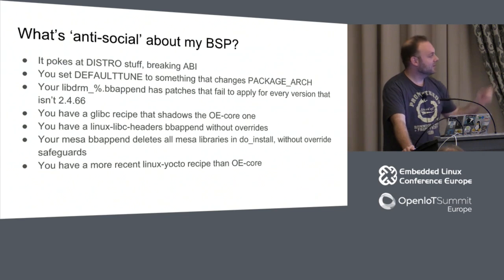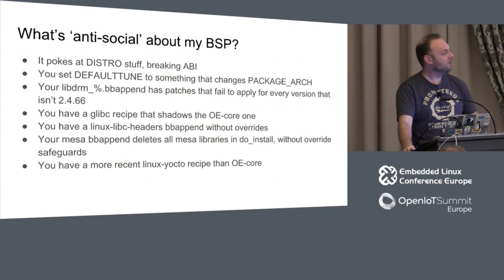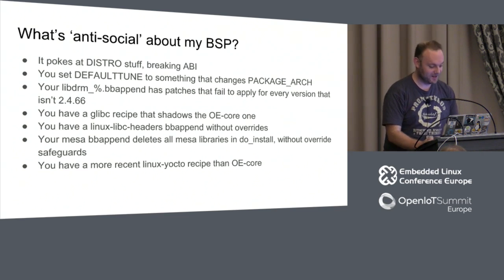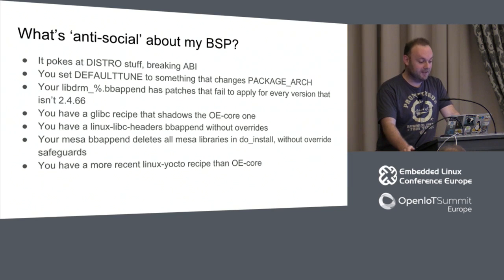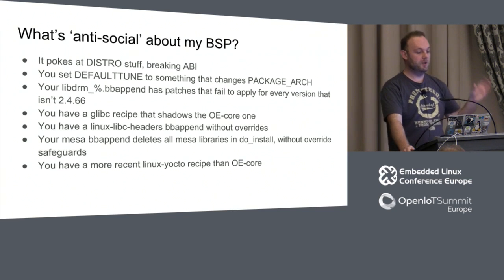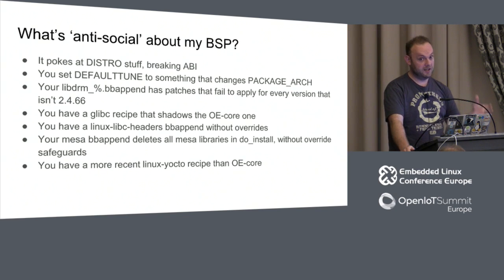So 2.4.67 has most of the offending patches we had in the BSP. So that is now a problem of the past, luckily, but it might happen with other recipes. So if you have a bbappend, please version it. If you need to have a floating bbappend, be very clear why it needs to be floating and check if the patch is version specific.